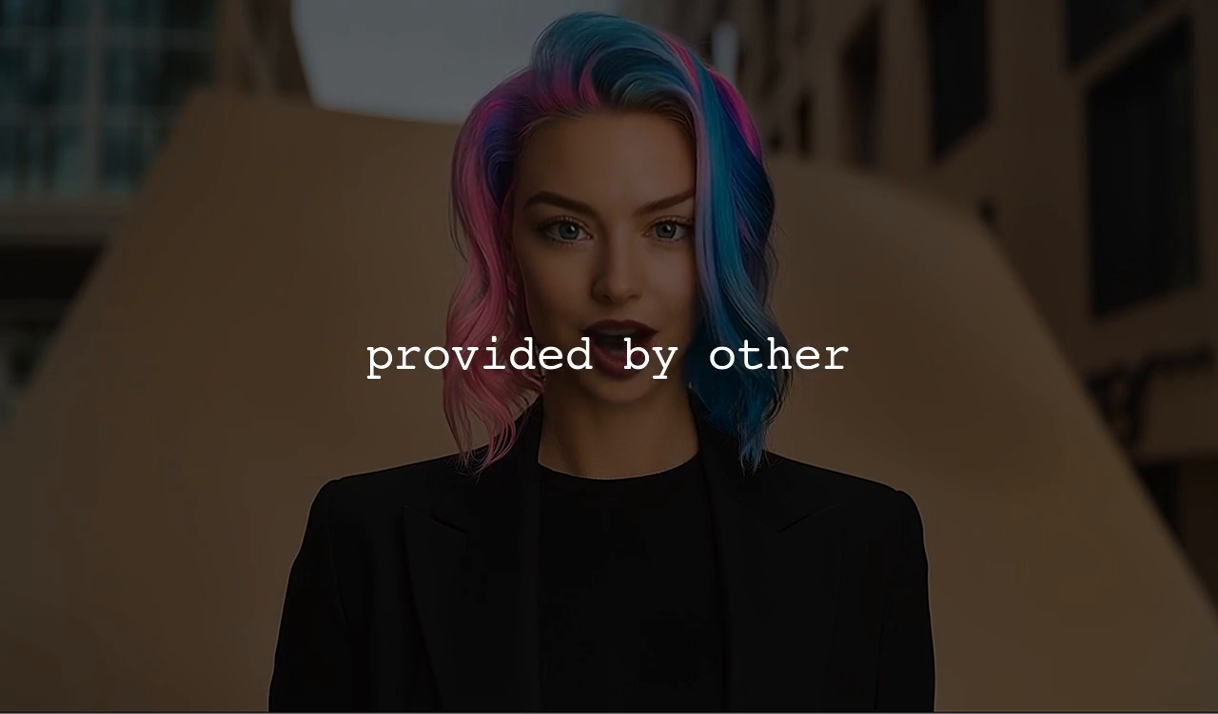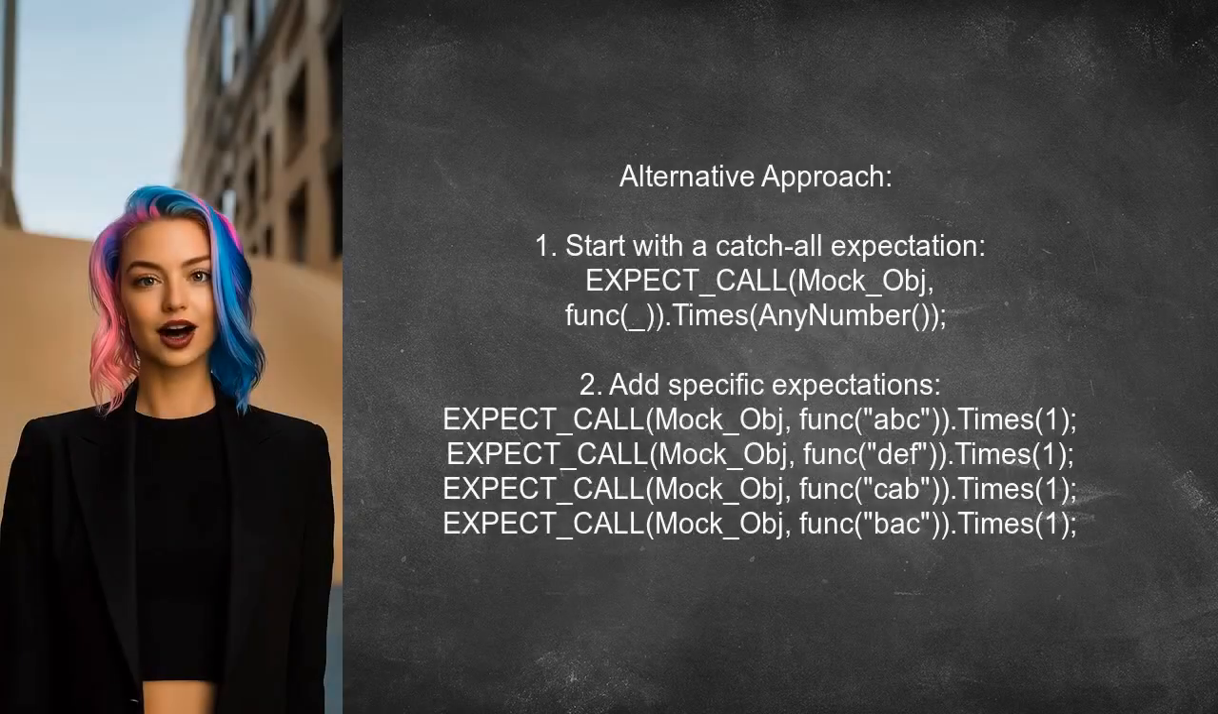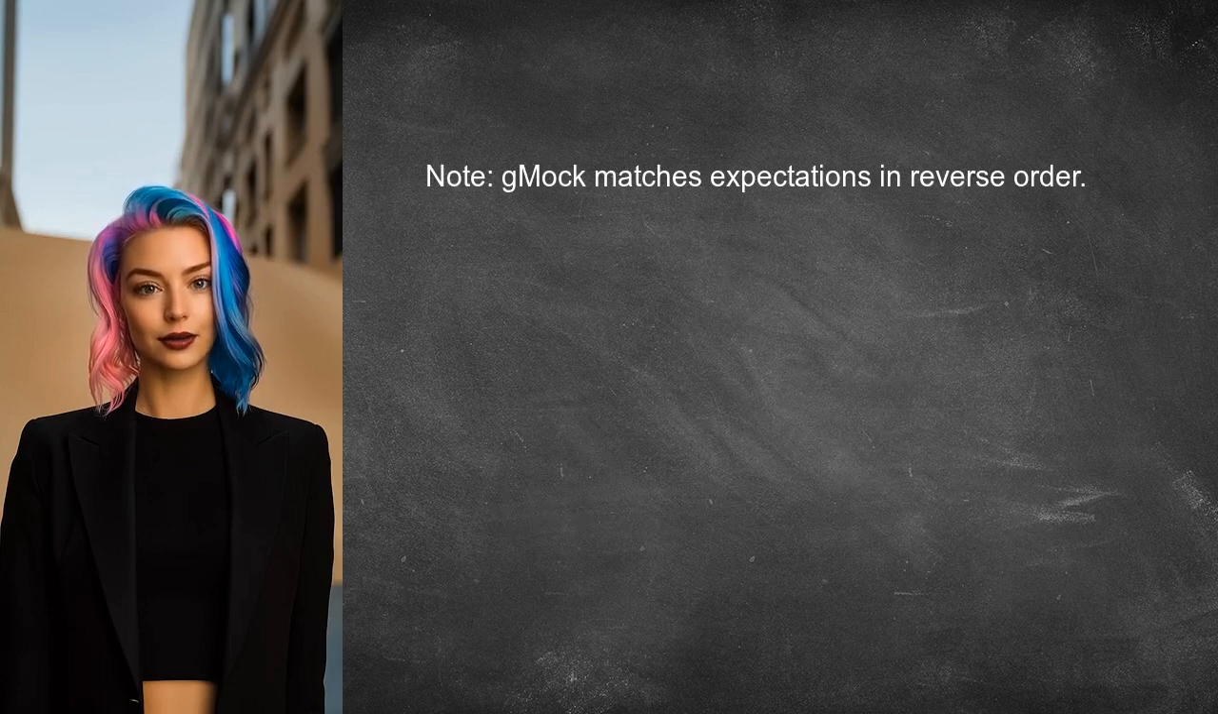Now, let's look at the answers provided by other users. This user suggests a method for setting expectations in Google Mock. They recommend starting with a catch-all expectation using an underscore, which allows any argument and can be called any number of times. Then they advise adding more specific expectations afterward, like calling the function with ABC exactly once.